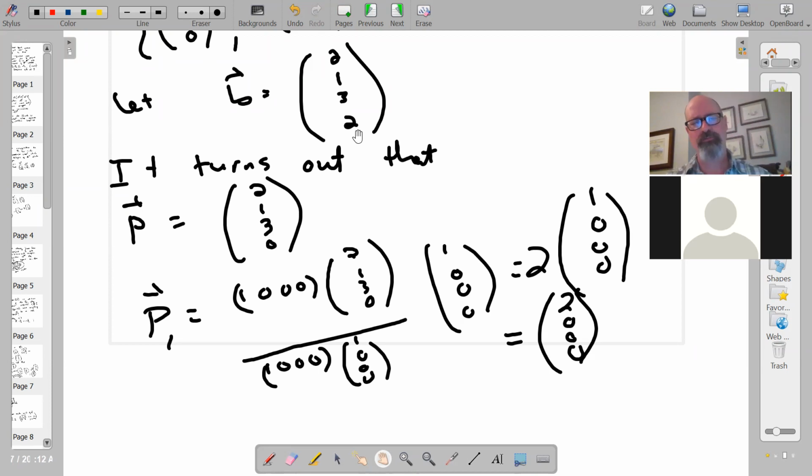When you actually write down the individual projections onto the one-dimensional subspaces, the first one you get, the projection down onto 1, 0, 0, 0, is 2, 0, 0, 0. Not surprising. The projection onto 0, 1, 0, 0 is 0, 1, 0, 0 for B. The projection down onto 0, 0, 1, 0 is just 0, 0, 3, 0.